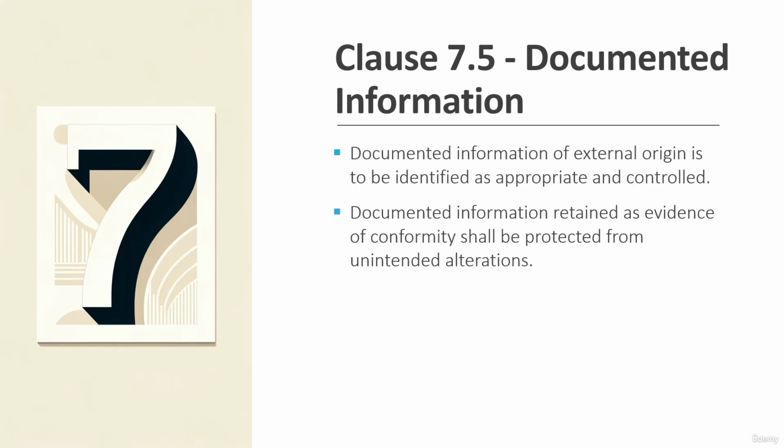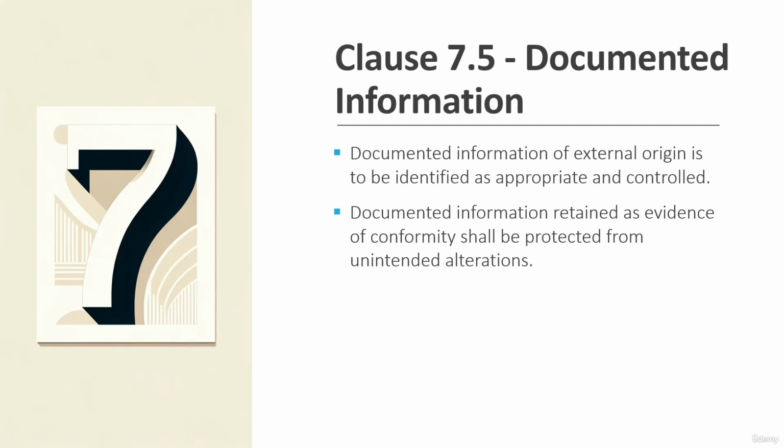Continuing on the same discussion, the documented information of external origin is also to be identified and controlled. Now, what is the documented information of external origin? This might be the information from your suppliers which you are getting, or any other external information that also needs to be appropriately controlled. And the last part of this is the documented information retained as evidence of conformity.